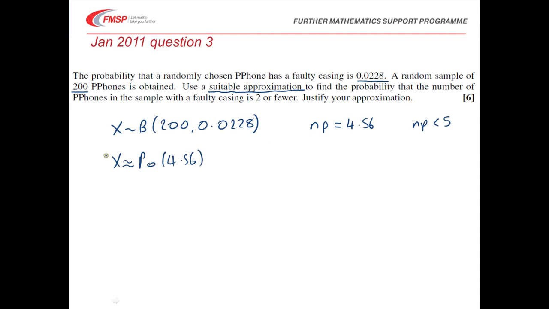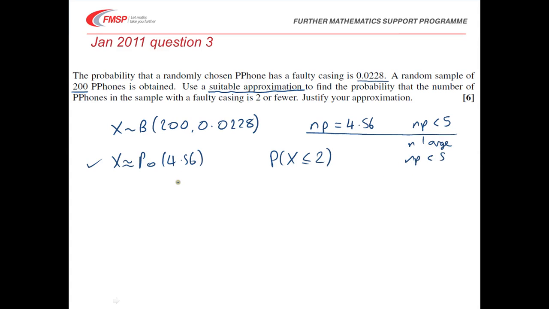So use a suitable approximation, so we've dealt with that, to find the probability that the number of phones is 2 or fewer. So we're asked to calculate the probability of X being 2 or fewer. Okay, and we've got to justify your approximation, so we've done that here by discussing np being less than or equal to 5. Okay, so n large, p small, np less than 5. So that's what we want. Okay, so n large, np less than 5 would be sufficient there.